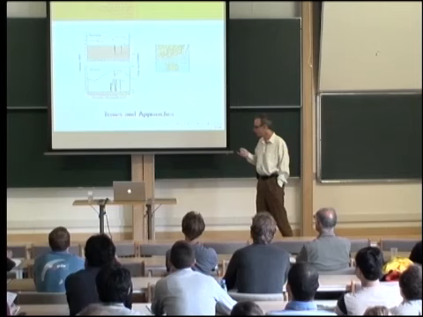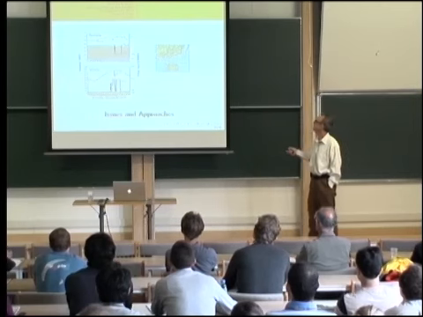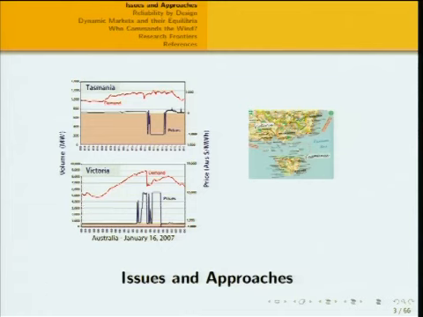Okay, so first of all, issues and approaches. Ben had mentioned negative prices in his lecture yesterday. This is just a beautiful example from Australia, where price went from $50 a megawatt hour to $10,000 a megawatt hour in Victoria. And in Tasmania, at the same time, it went to negative $1,000. I'll explain why in a moment.